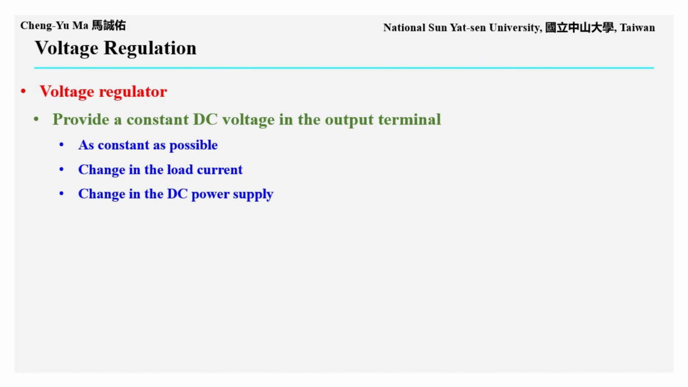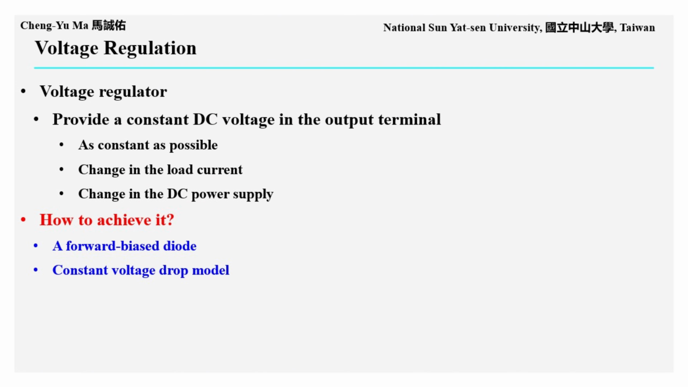When a load is connected, output current flows and may slightly change the output voltage, so we want this change to be as small as possible. Also, the original DC power supply itself may fluctuate. In that case, the voltage regulator should reduce the effect of those supply variations on the output voltage.